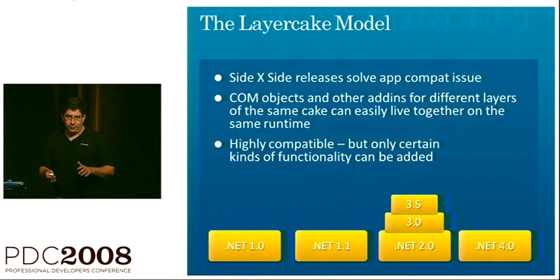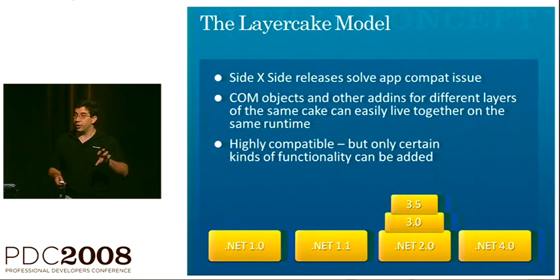Okay, so side-by-side releases solve app compat issues, right? Because your applications can run on the right version of the runtime, right? You can have 1.0 apps running on 1.0 and 1.1 apps running on 1.1. It's your add-in model where you have this problem, right? Where those add-ins, you have to choose.